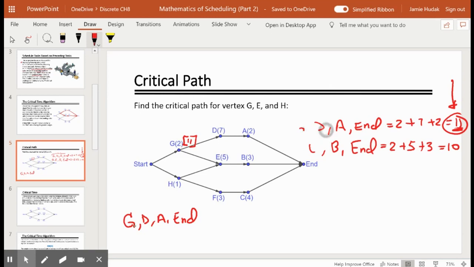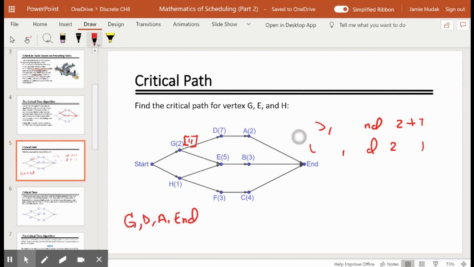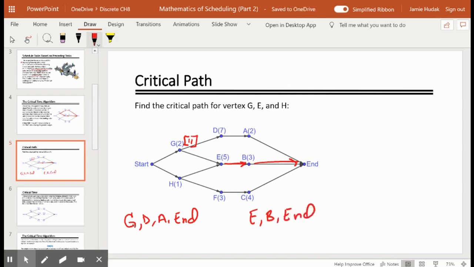So let's look at this now for vertex E. And if we look at vertex E, we see that there's only one path. We go from E to B to end. So there's not much to do here. We just say, all right, the critical path for E is E to B to end. And if we add those up, we see, well, end takes 0 time. We can put that end has a critical time of 0. And if we add 0, 3, and 5, we get a critical time of 8 for vertex E.